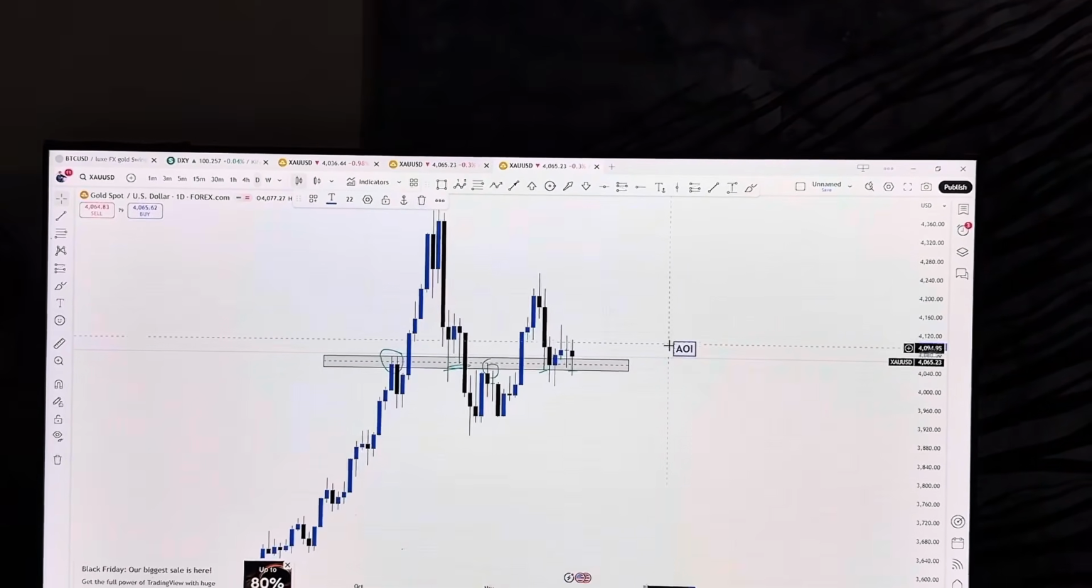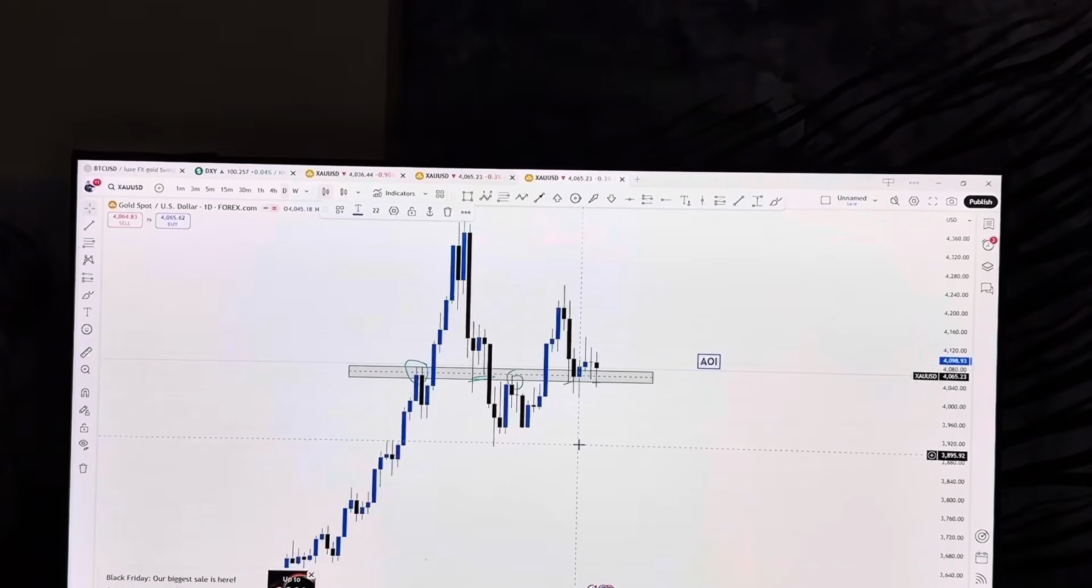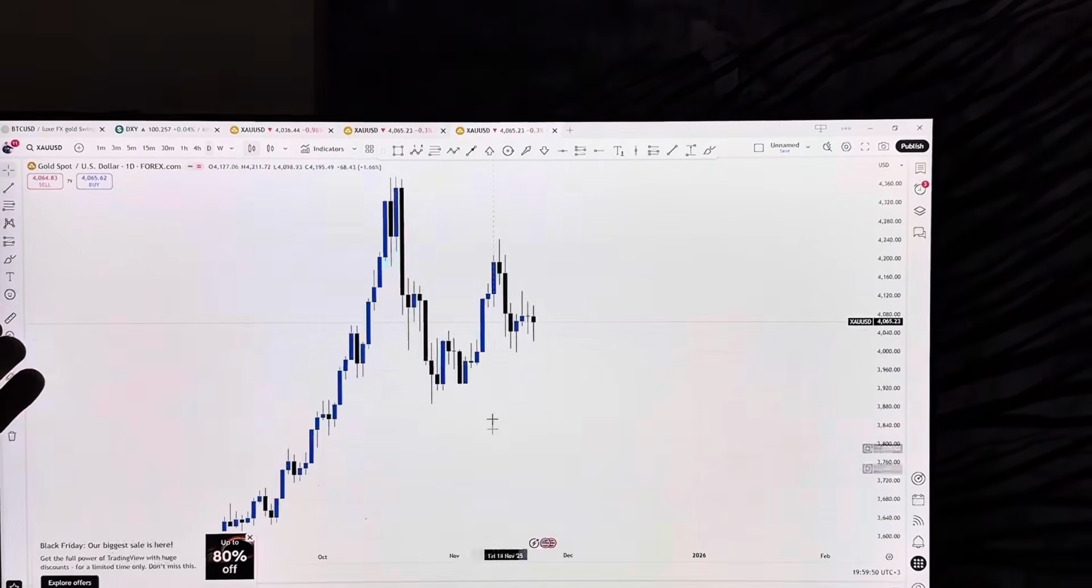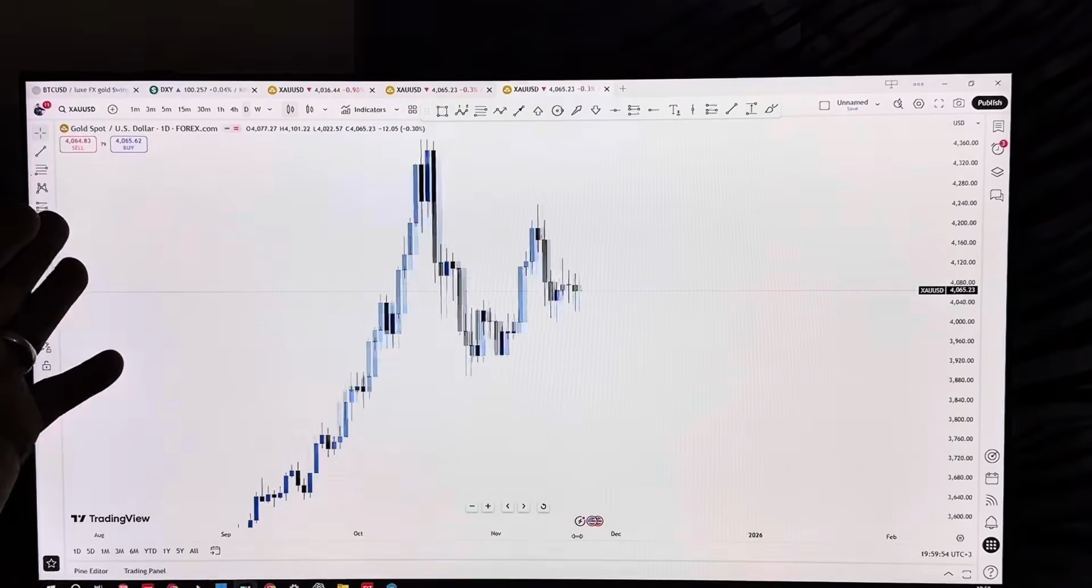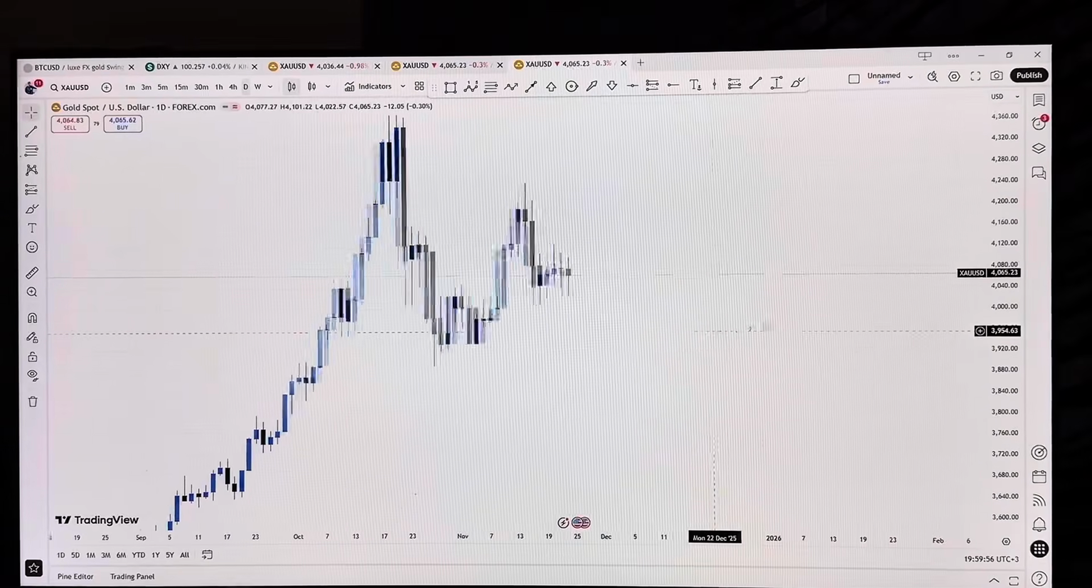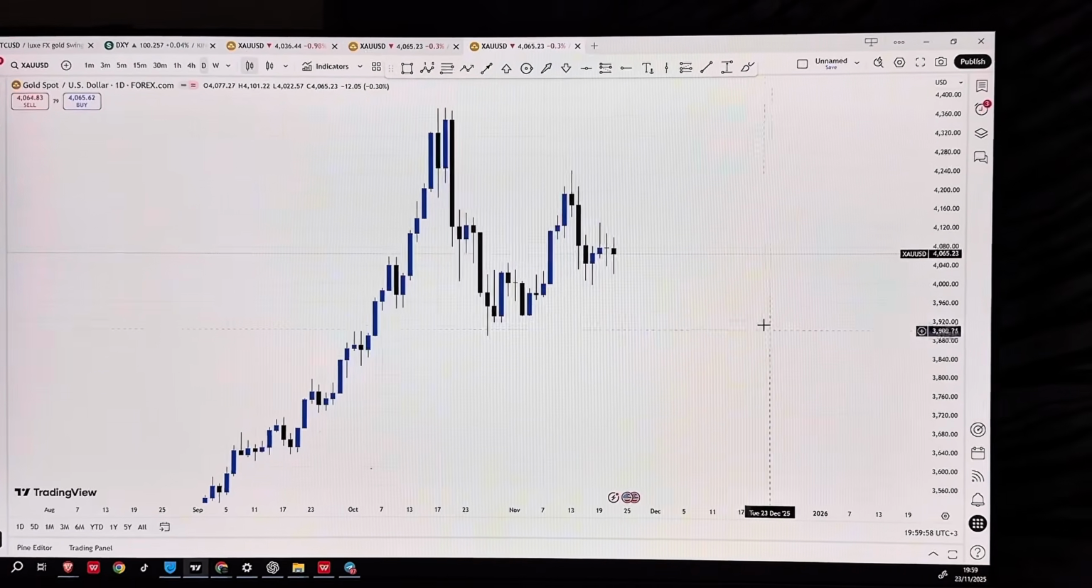So I just want to analyze this market for this week. This is gold. Today is Sunday. The market has closed. I just want us to analyze this market and see if you can get the direction of this market.